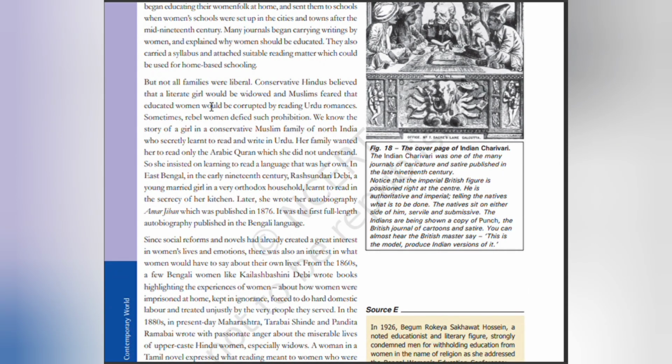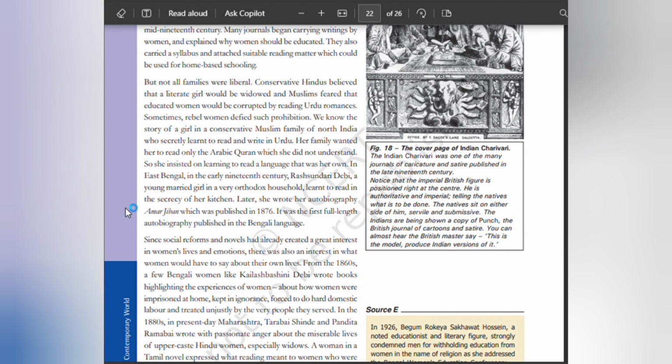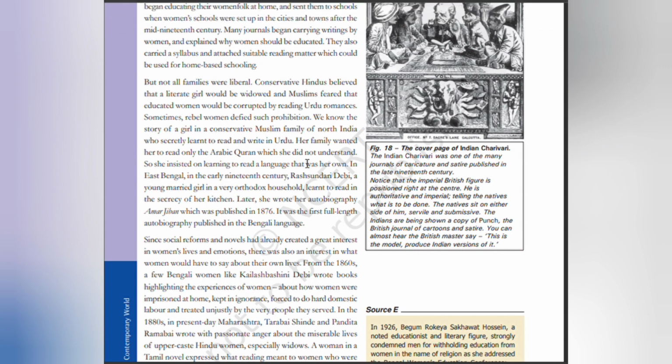But not all families were liberal. Conservative Hindus believed that a literate girl would be widowed, and Muslims feared that educated women would be corrupted by reading Urdu romances. Sometimes women defied such prohibition. We know the story of a girl in a conservative Muslim family of North India who secretly learned to read and write in Urdu. Her family wanted her to read only the Arabic Quran, which she did not understand. So she insisted on learning to read a language that was her own.